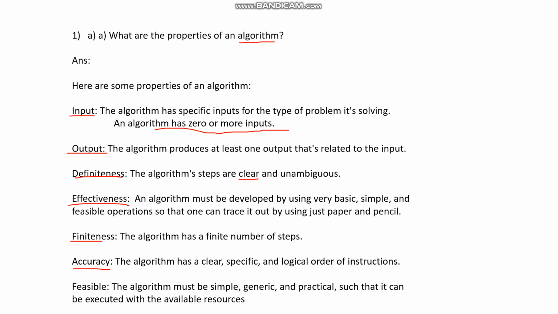Let's come to the feasibility property. Feasibility means the algorithm must be simple, generic, and practical, such that it can be implemented with the available resources. There is no need for providing extra or additional resources. With the available resources only, we write the algorithm. That is called feasibility. All these are the properties of the algorithm.